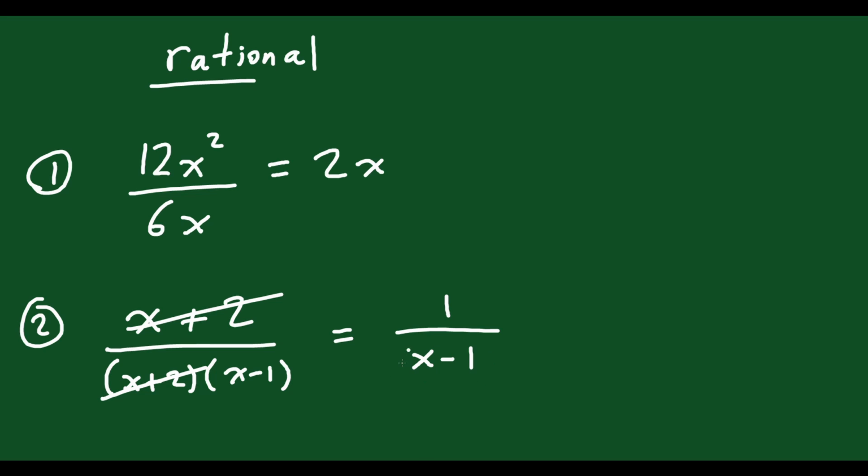Because as we know, you're not allowed to divide by 0, so this can't be true for every value of x, right? For example, it's not true when x is equal to 1, because if you plug in 1 here, 1 minus 1 is 0, and you can't divide by 0. So you have this restriction.